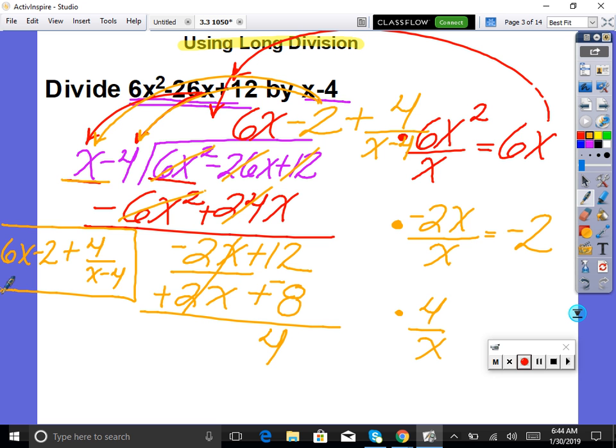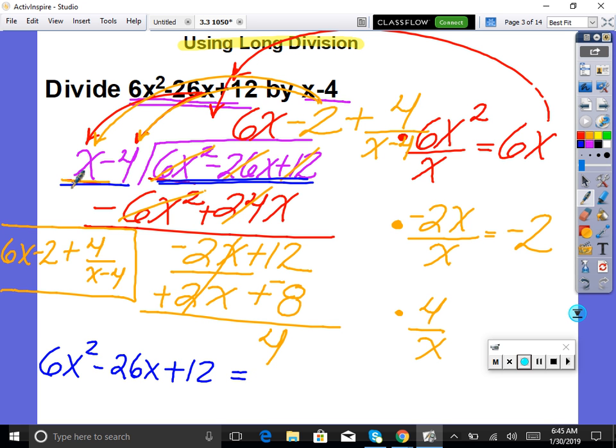So now, that's your answer, but I just want to make a point here. Isn't it true that since our remainder was not 0, x minus 4 must not be a factor of that quadratic? True? But isn't it true we could still write it as the product of two factors, we just have a remainder. So isn't it true that this 6x squared minus 26x plus 12 is equal to this times this plus that?